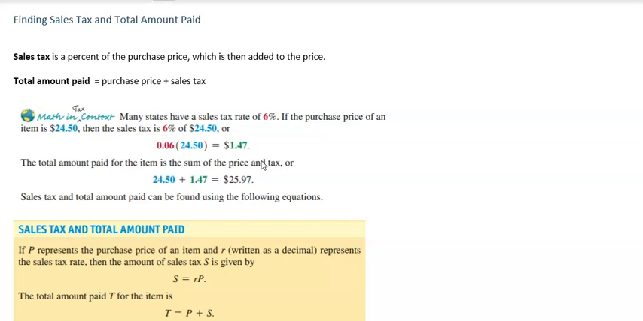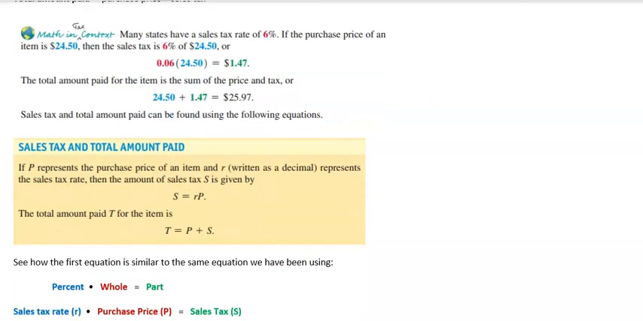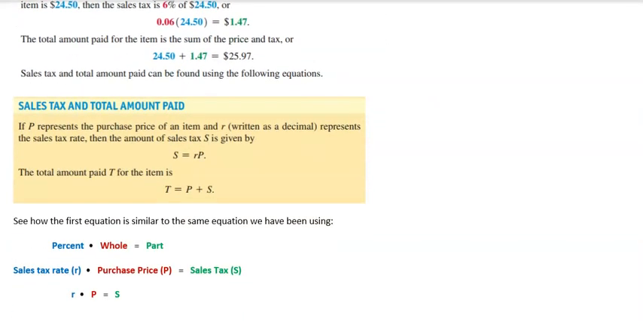the total purchase price. So if you like equations, there are some equations here, but you're going to find that these equations are exactly what we've been doing. So percent times whole equals part. So here's our percent, here's our whole, and here's our part. Okay, so percent times whole equals part.